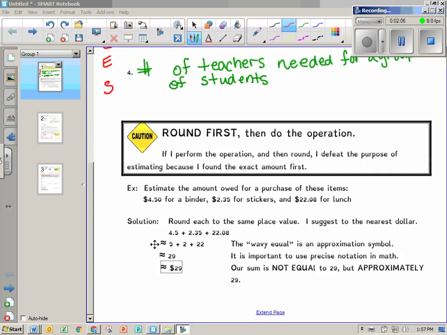And then all of a sudden I'm using a symbol you may or may not have seen before. It's like the wavy equal, and it means approximation. It's important to use proper notation in math, because if you put an equal sign, it's really not true, because it's not equal to 5 plus 2 plus 22. It's approximately equal to 5 plus 2 plus 22. So I've rounded each one, in this case to the nearest whole number. And then 5 and 2 is 7, plus 22 is 29. So since it's a word problem situation, I've put a dollar sign with my answer, and it's approximately $29.